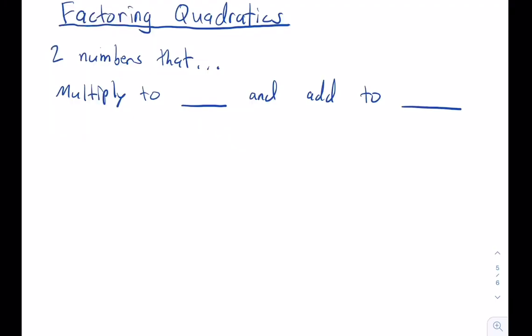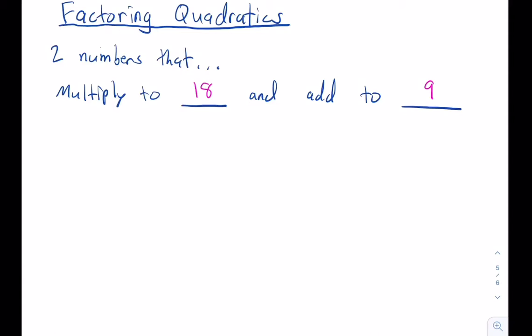Okay, so factoring quadratics. We continue on with our zero product property that you did last assignment, and this is going to play into it. This is a little warm up to help us with factoring quadratics. So, two numbers that multiply to 18 and add to 9.